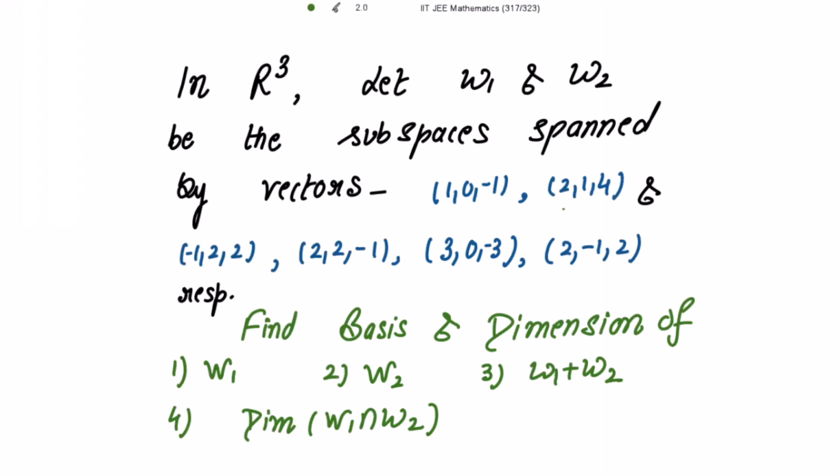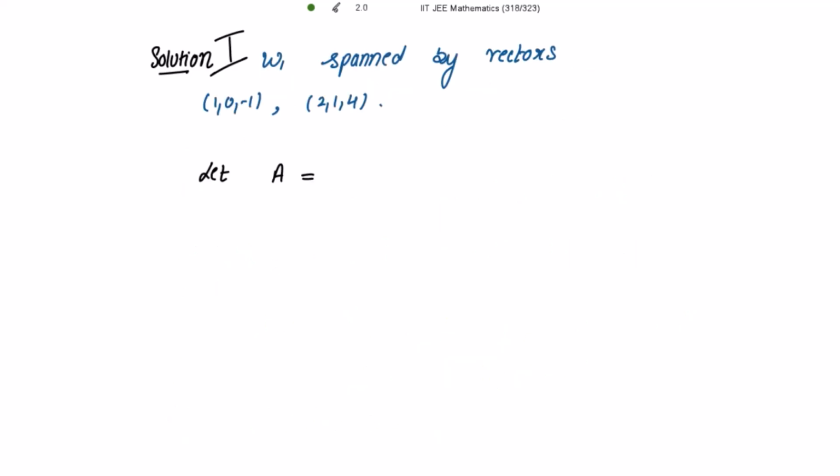In a dimensional vector space, let W1 and W2 be the subspaces spanned by these given vectors, respectively. We need to find the basis and dimension of W1, W2, the sum of the subspaces, and the dimension of their intersection, right? So first, let's find the basis and dimension for W1. Now W1 is spanned by these two given vectors, right?